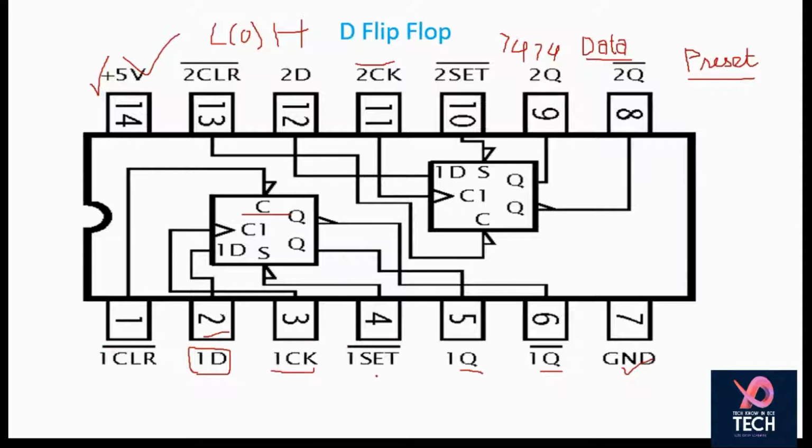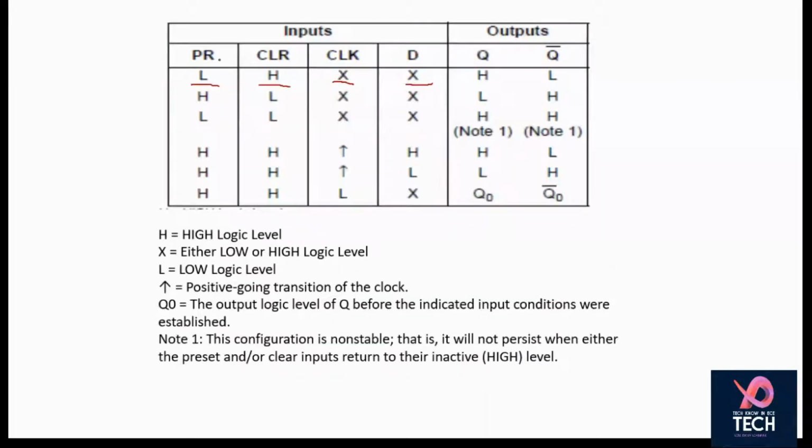So actually what happens, they will not be working when high input is being provided. They will only work when low is being provided. So here you can see we want to actually preset the device. So when you are going to preset the device, then it is low. That means your device is ready to be preset. Then clear is high, that means it will not work.